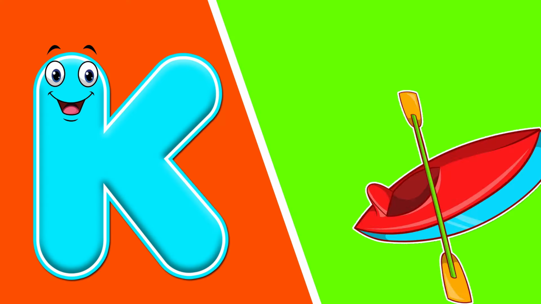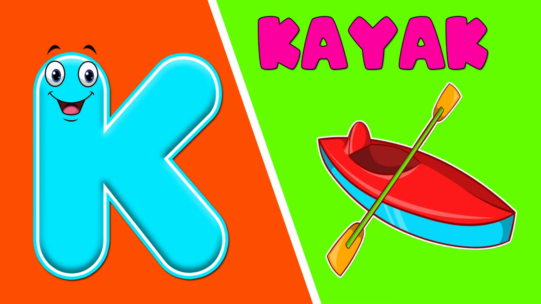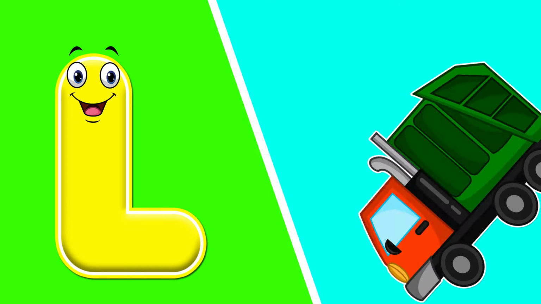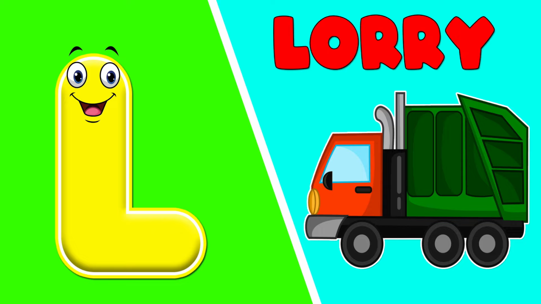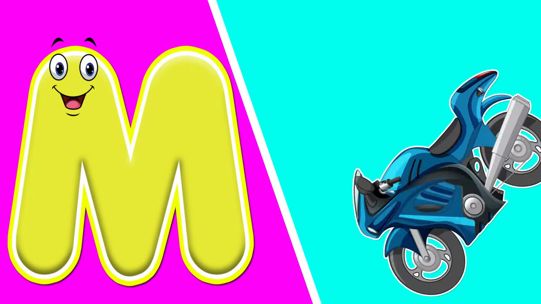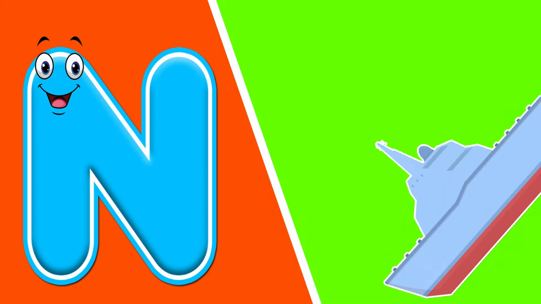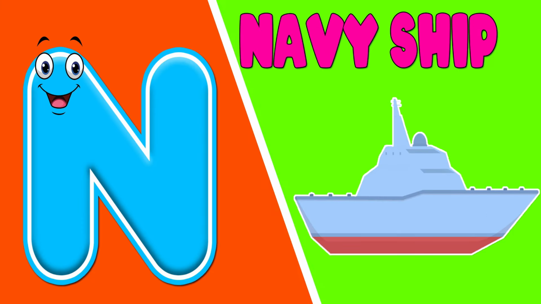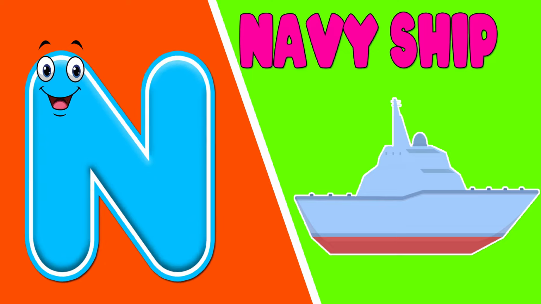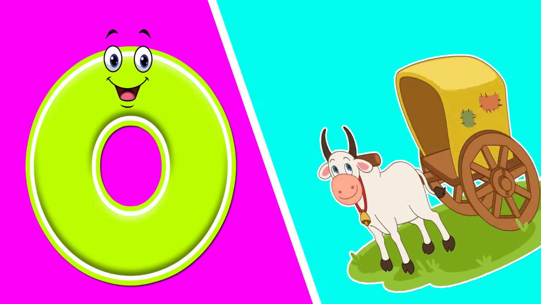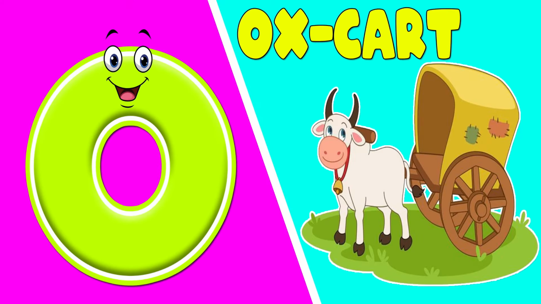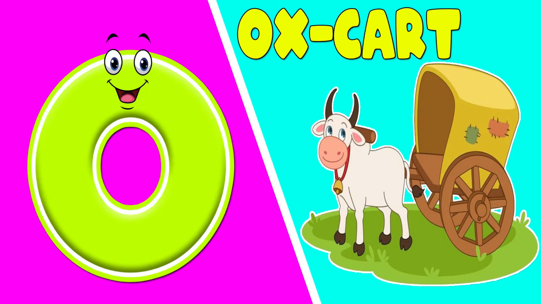K is for kayak, k, k, kayak. K, k, k, k. L is for lorry, l, l, lorry. L, l, l, l. M is for motorbike, m, m, motorbike. M, m, m, m. N is for navy ship, n, n, navy ship. N, n, n, n. O is for ox cart, o, o, ox cart. O, o, o, o.